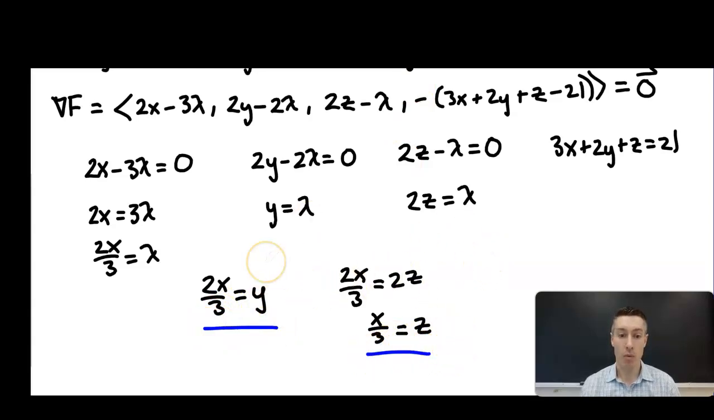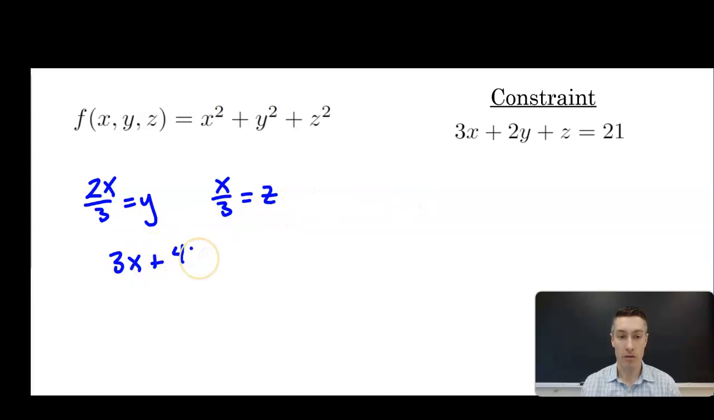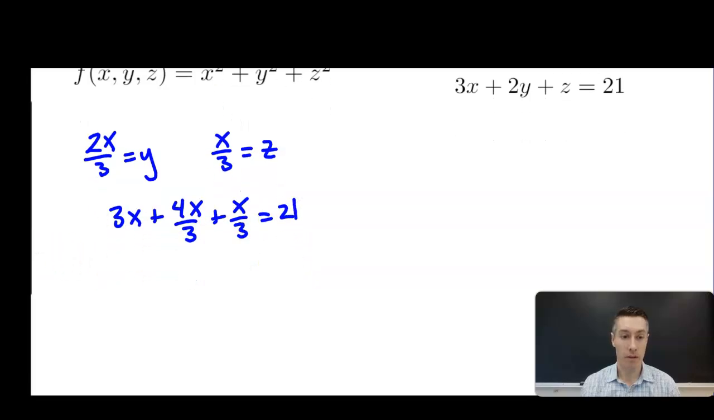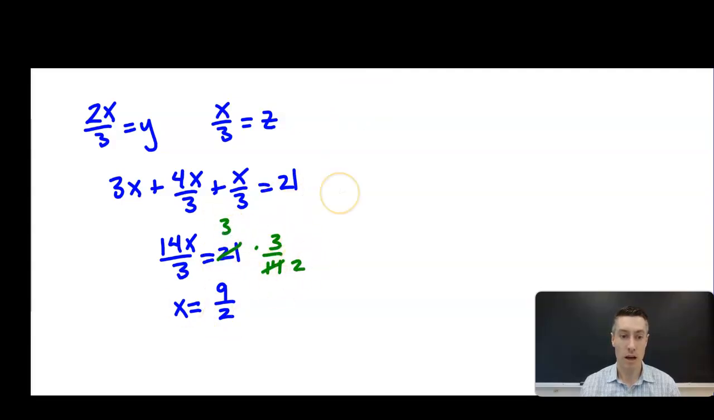So now let's go to the next slide where we can substitute for y and z in terms of x and solve for that critical point. So we had 2x over 3 equals y, x over 3 equals z. So in our constraint, we have 3x plus 4x over 3 plus x over 3 equals 21. So that would be 9 plus 1 plus 4, so 14x over 3 equals 21. So x is equal to 9 over 2. Right, 3 over 14, 14, 21, 3, 2, 9 over 2.